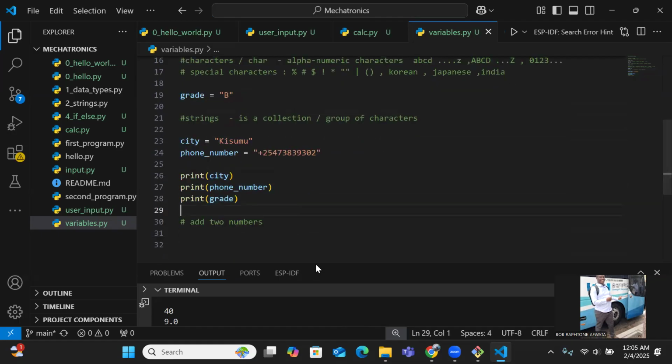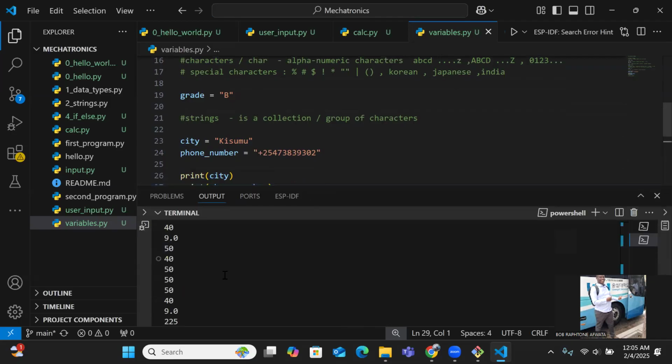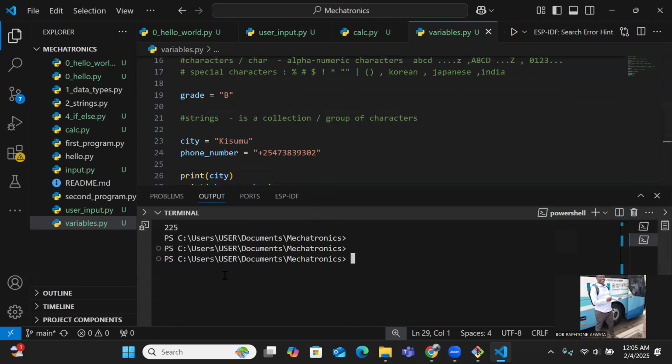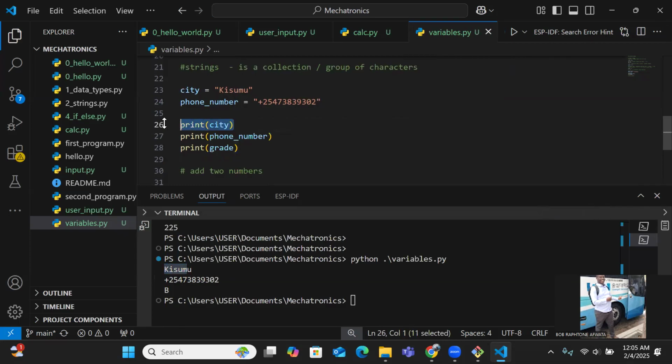Okay. So as I told you again, you type Python. Then we are now on variables.py. Then it's going to print for you here. Kisumu is the city. Okay. Then phone number plus 254. And then grade is B.